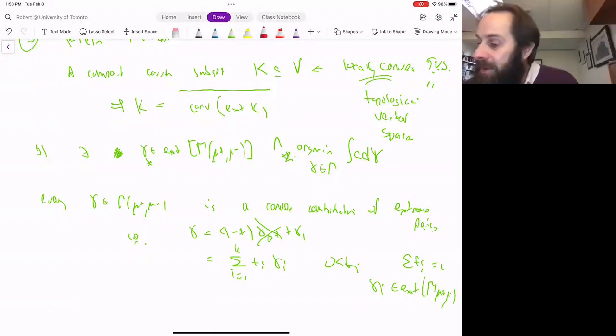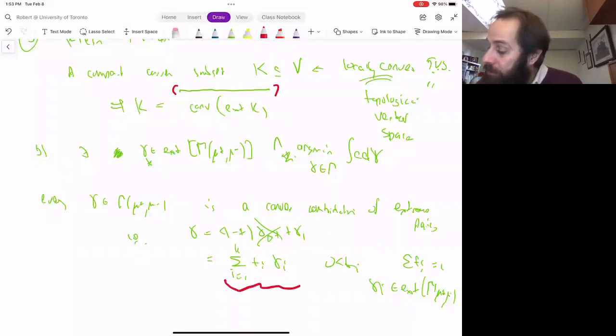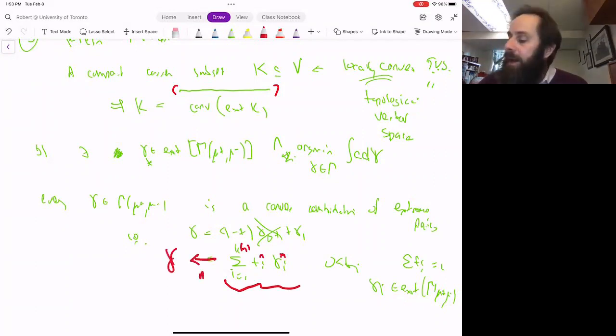So this would be true if I didn't have the closure here. But what's rather true is that you can find these convex combinations of extreme points, but you need to find a whole family of them. So let's say k_n, t_n, and gamma_n, such that as n goes to infinity, this converges to gamma in the topological vector space. And so that spoiled some people's arguments.